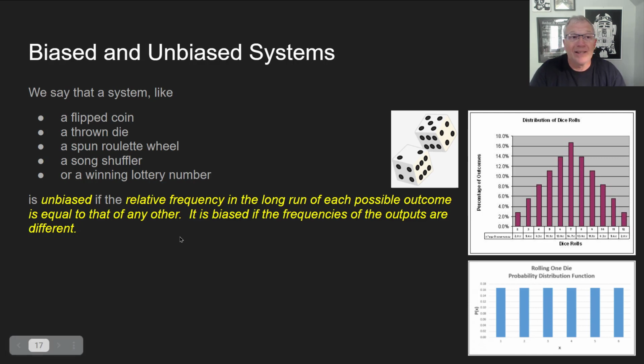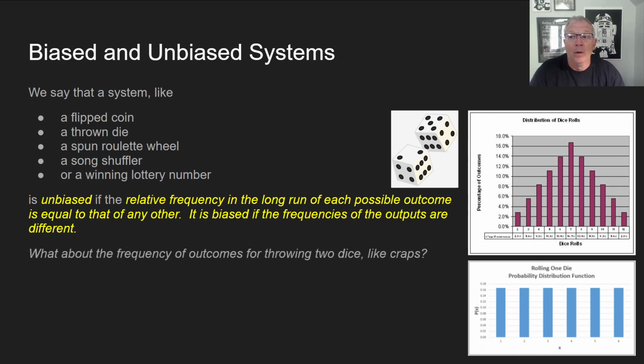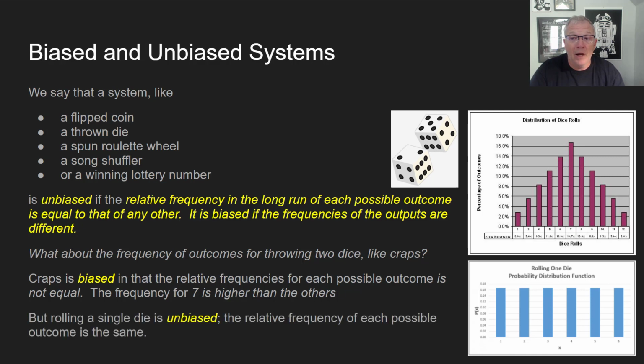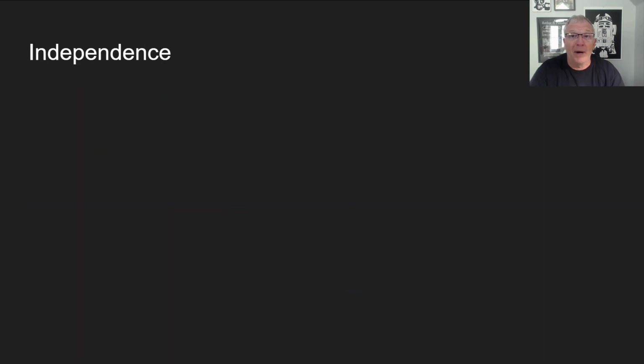Okay, so a single die is unbiased. Two dice thrown together and summed is a biased output. So what about the frequency of outcome for throwing two dice like craps? Craps is biased in that the relative frequency for each possible outcome is not equal. The frequency for 7 is higher than the others. But rolling a single die is unbiased. The relative frequency of each possible outcome is the same. Okay, so that's our formal definition of bias.